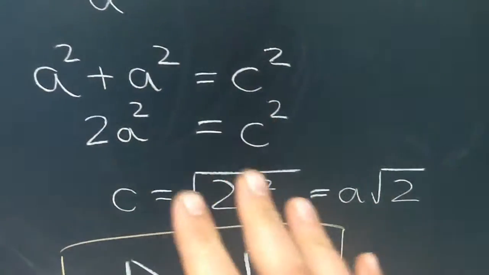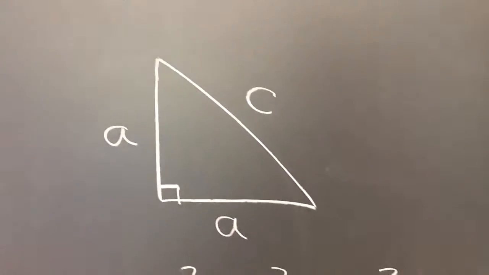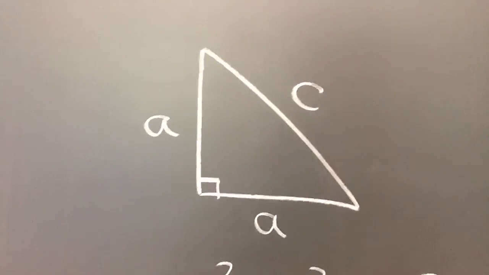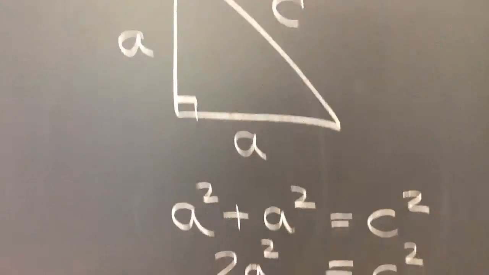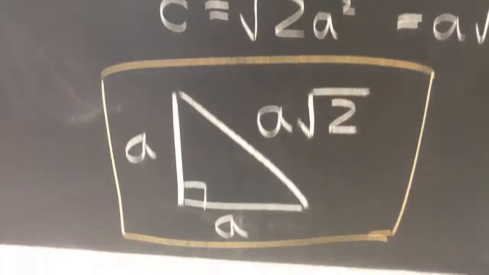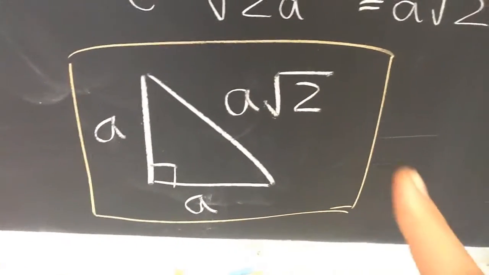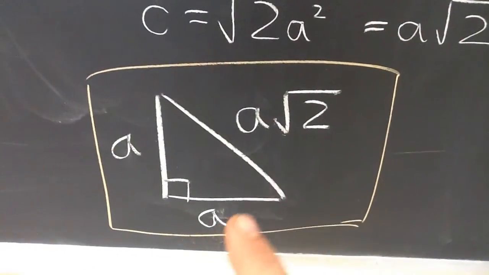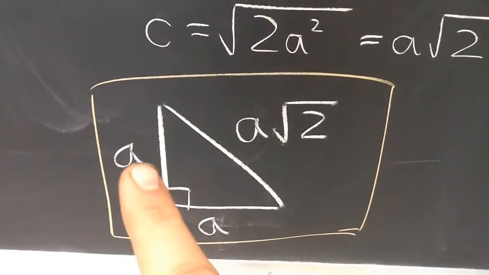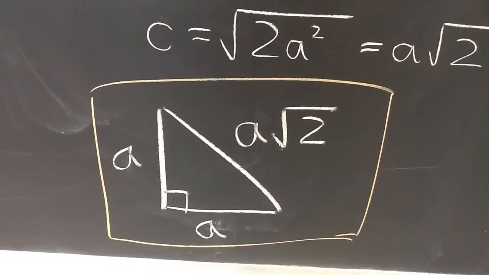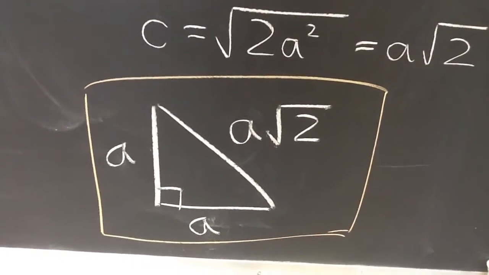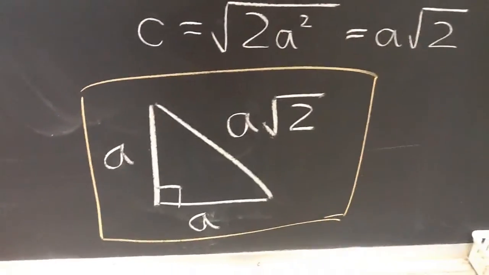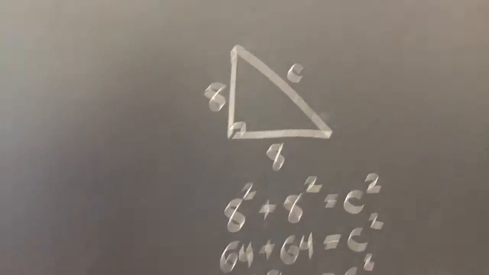And now something really neat exists, a relationship between the sides, the legs, and the hypotenuse. It turns out I can replace c, get rid of it altogether, with just a times the square root of 2. So if I know the legs, all I have to do is multiply a leg by the square root of 2, and I've got the hypotenuse. So let's just look at a specific example of that.